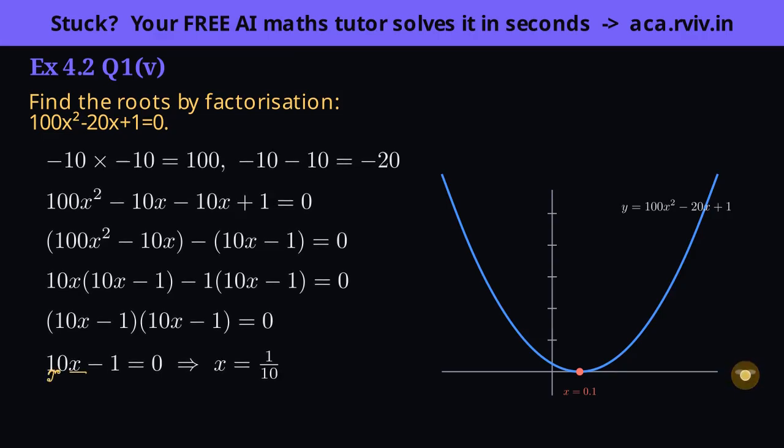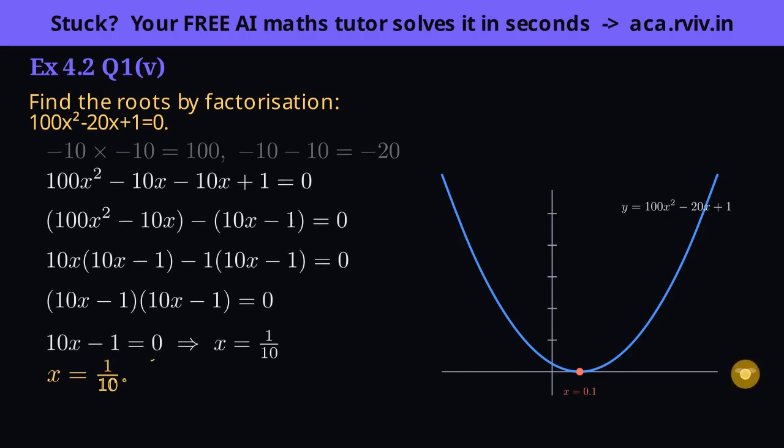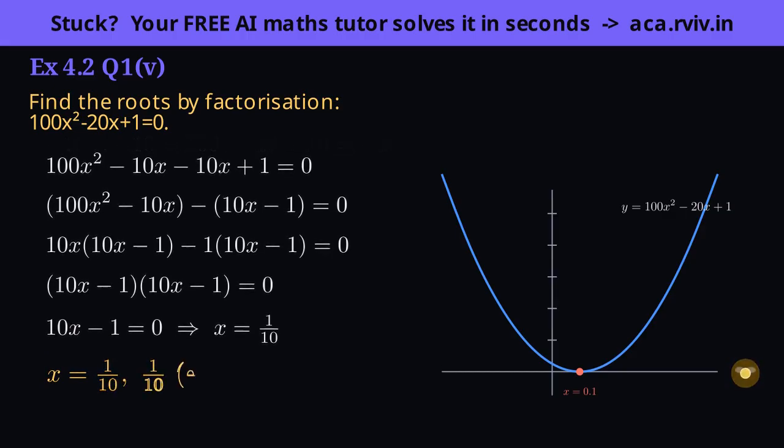Notice the pattern across these last two questions. A perfect square trinomial always factors into the same bracket twice, so its two roots collapse into one. Geometrically, that's the parabola touching the axis at a single point. The discriminant would be exactly 0.